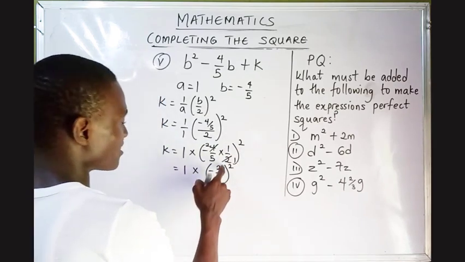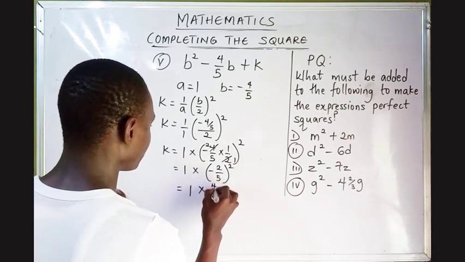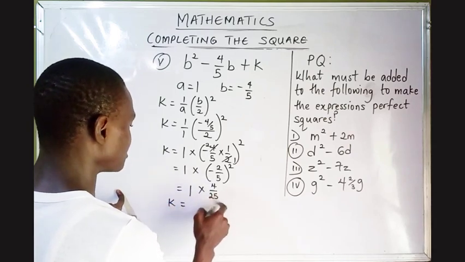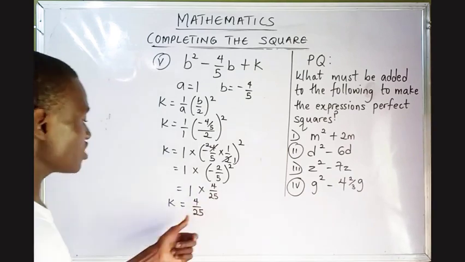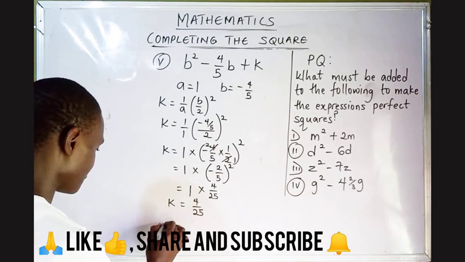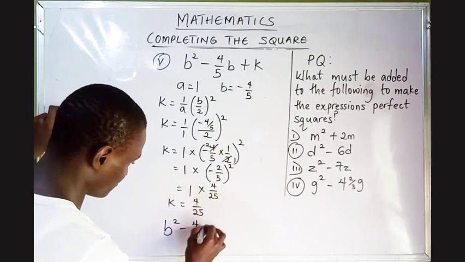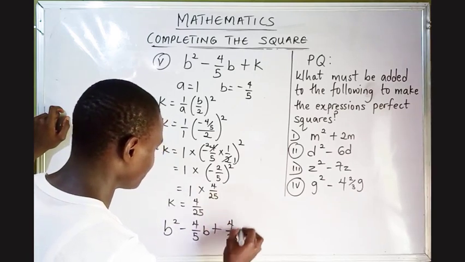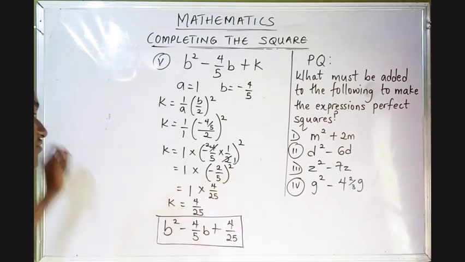What is the square of minus 2 over 5? This is 1 times positive 4 over 25. And our k is 1 times 4 over 25, which is equal to 4 over 25. What we mean now is that this is going to be a perfect square if we have b squared minus 4 over 5b plus 4 over 25. And this is how to solve the question.